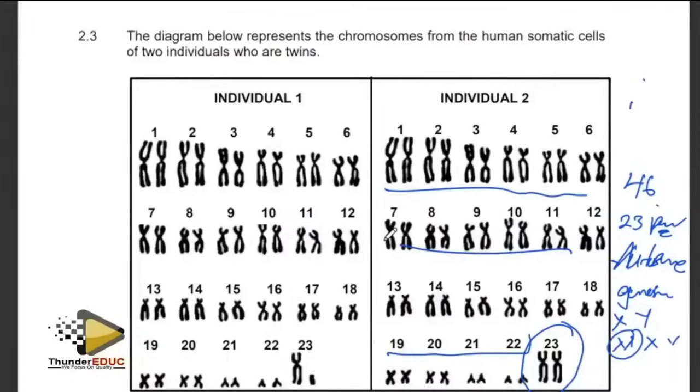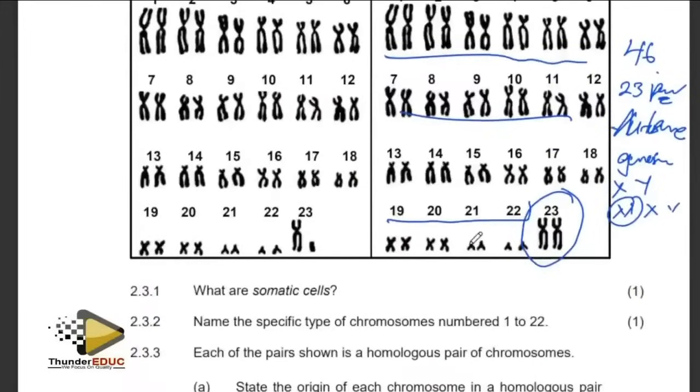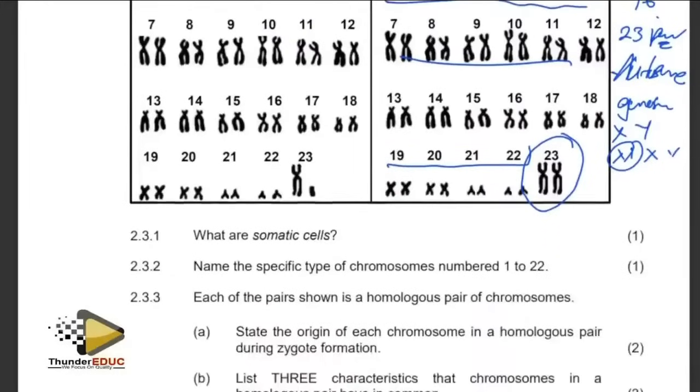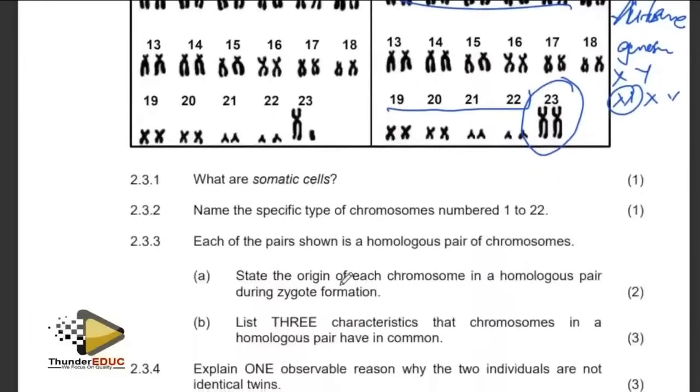Now, let's go to another question of karyotype here, just in case, because I was describing the 6-mark question. But there can be a few questions here. What are somatic cells? Somatic cells are body cells. Name the specific type of chromosome number 1 to 22. I said it is the autosome. Each pair is shown as homologous chromosomes. For each pair, state the origin of each chromosome.